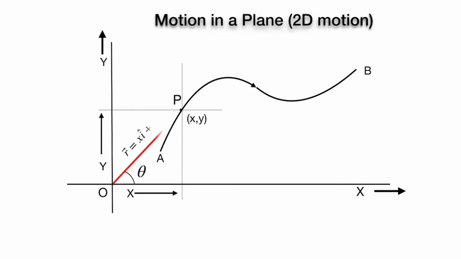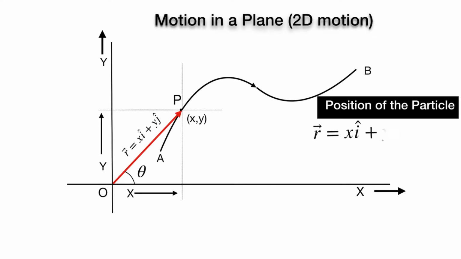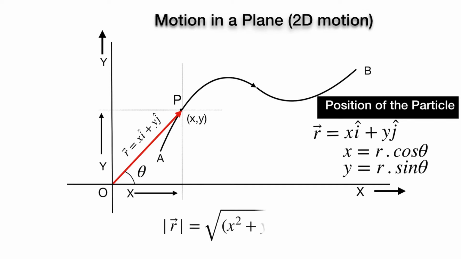The position of P can be given by position vector OP, and position vector r can be represented by x i cap plus y j cap, in the form of components in x and y direction, where x is equal to r cos theta and y is equal to r sin theta, which is the component of r in y direction. And here the magnitude of the position vector is given by square root of x square plus y square, and the direction is given by tan inverse y by x.